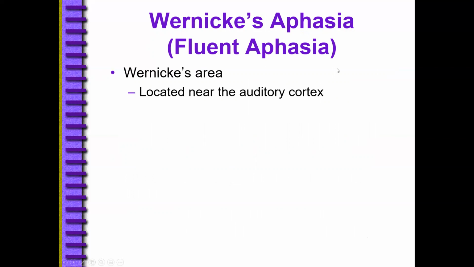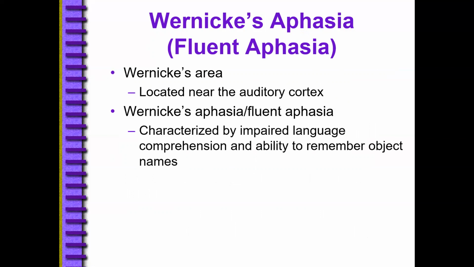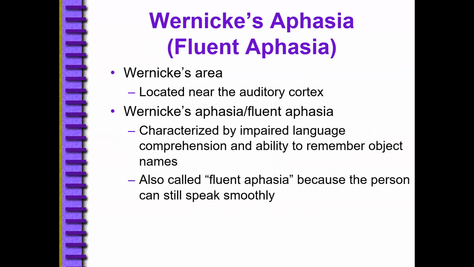Wernicke's area is near the auditory cortex. When there's damage to this area, when there's Wernicke's aphasia, this is characterized by impaired language comprehension and impaired ability to remember object names. So with this one, the speech production is not impaired. They can speak fluently. And that's why it's the fluent aphasia compared to the Broca's aphasia, the non-fluent, because with Broca's aphasia, it's that slower trying to get the words out kind of thing.